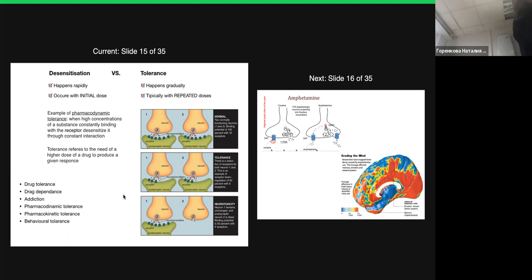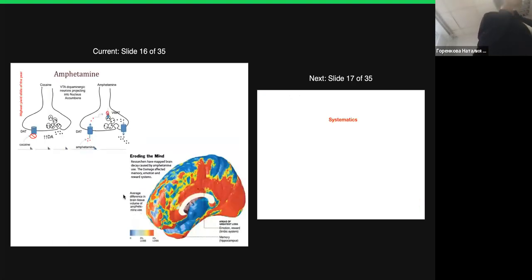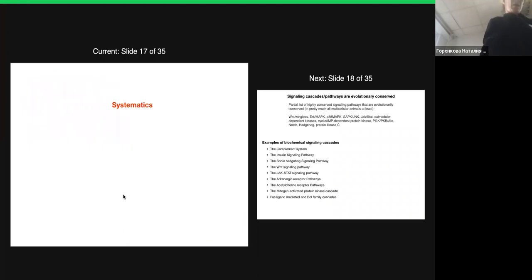Just something that you may question regarding that. It's not particularly our topic, but the difference between desensitization and tolerance could be useful for you. It's the same about the brain, how you're going to kill the brain if you want to. Okay, that's important.